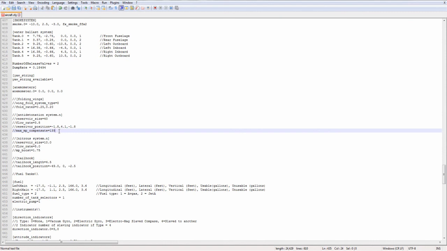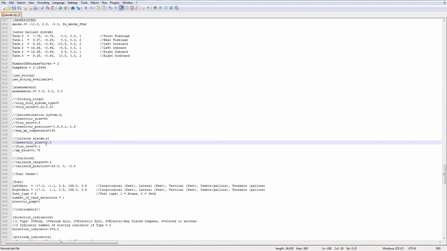Then we have max MP compensate. This is the maximum manifold pressure that the anti-detonation system is capable of compensating for. So let's go back to our example from the engine. We had detonation occurring at 25 manifold pressure. If we set this to 30, the anti-detonation system, when on, will prevent detonation from occurring for anything below 30. But if the manifold pressure goes above 30, then detonation will occur anyway. So this defines basically the point where detonation will begin to occur in manifold pressure, even if the anti-detonation system is on and functioning.